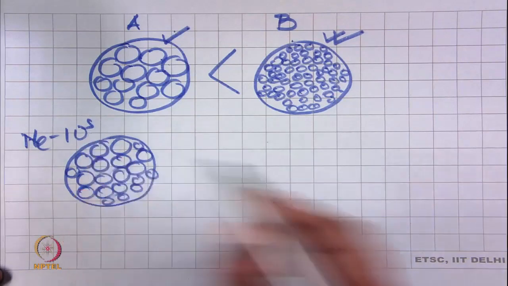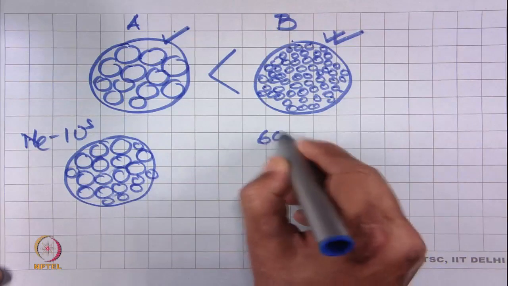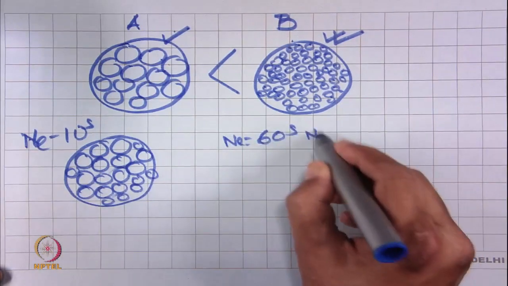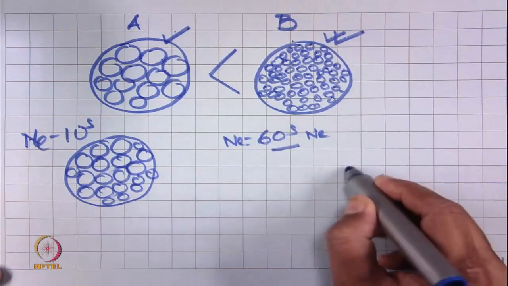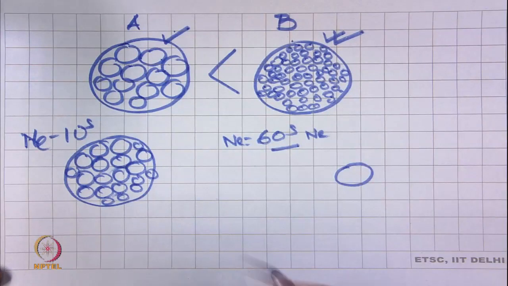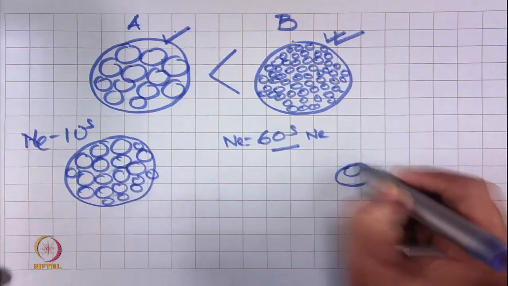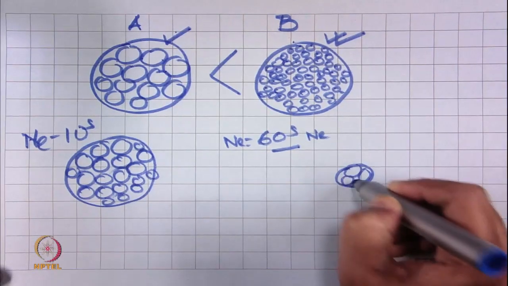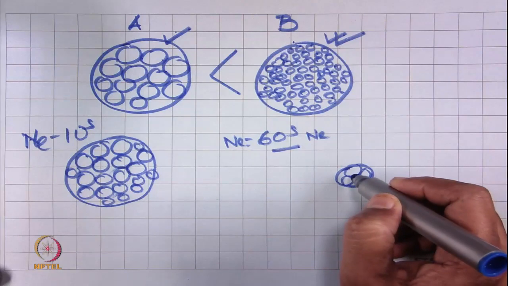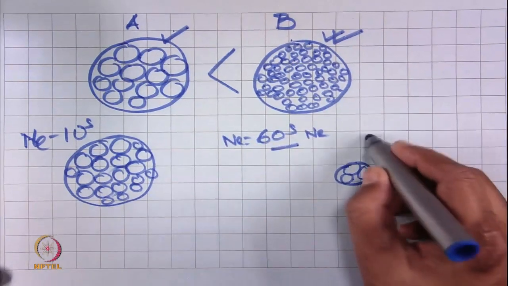Now, suppose we want to produce a finer count, say 60s count yarn, and the yarn diameter is this one. Now, here if we want to use the same fiber, the number of fibers will be very less. So we cannot form yarn, and if at all the yarn is formed, it will be highly irregular and the strength will be very less.